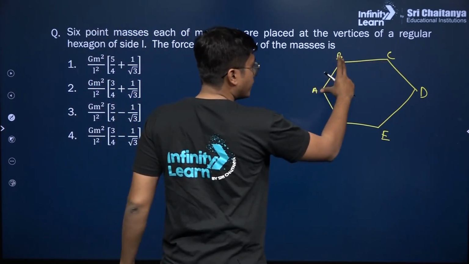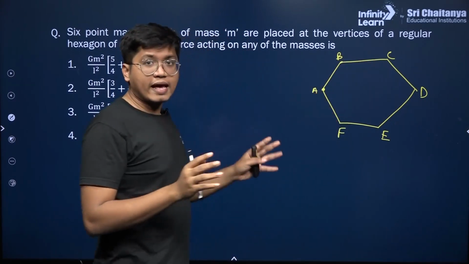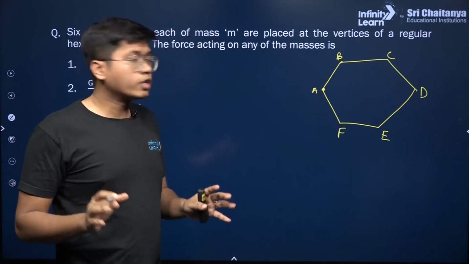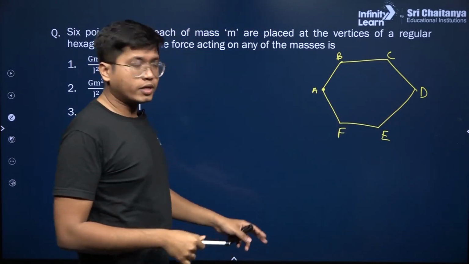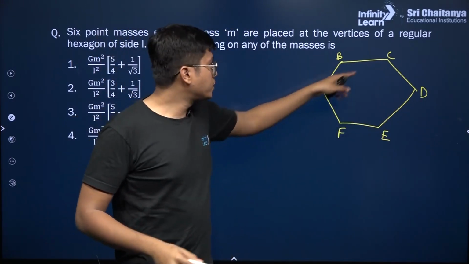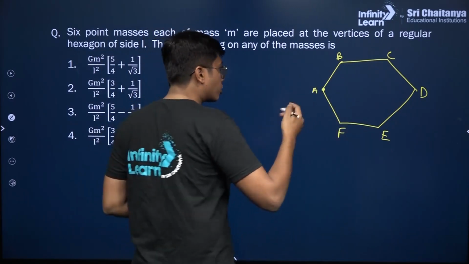Now the distance between AB and AF is L. That is the side. We don't need to bother. But we don't know the distance from A to C, and we don't know the distance from A to D. Also from A to E. A to C and A to E would be the same distance. So let's figure that out.